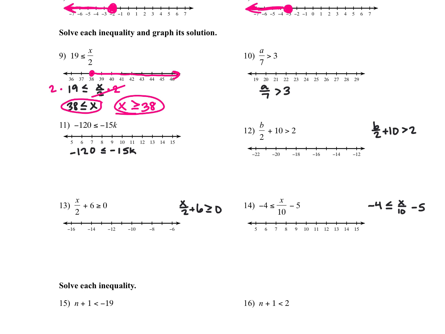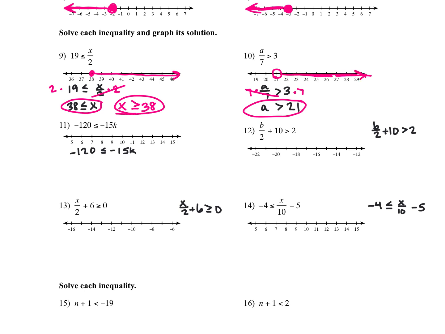Number 10, we're going to get rid of this 7 by multiplying both sides by 7 because we're doing the opposite of dividing. We get a is greater than 21, and so we're going to plot 21 as an open dot, and greater than goes to the right.